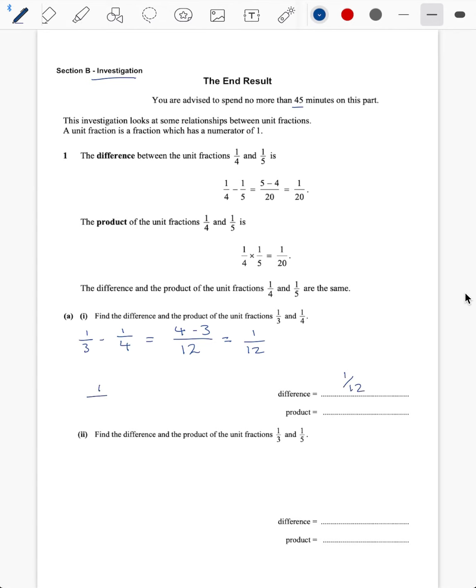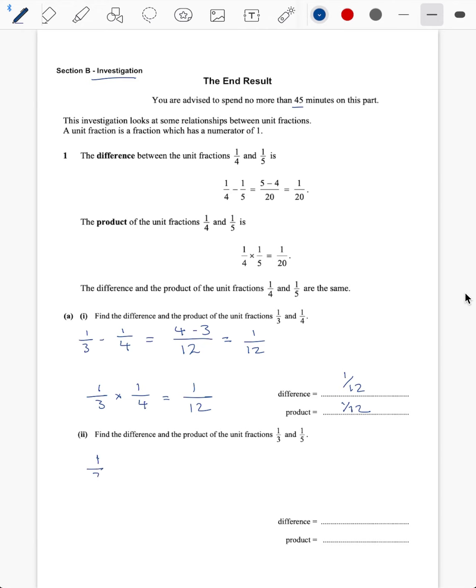Product is slightly easier to work out. 1 over 3 times 1 over 4. 1 times 1 is 1. 3 times 4 is 12. Same as the difference. Marvellous. Okay, find the difference and product of the unit fractions 1 over 3 and 1 over 5. Okay, so let's just go through the process.